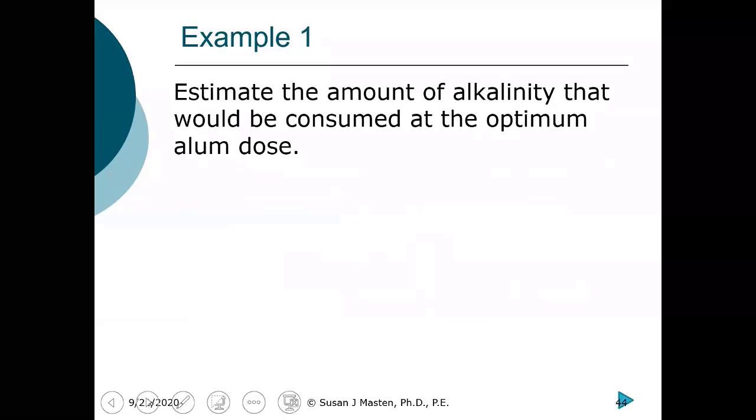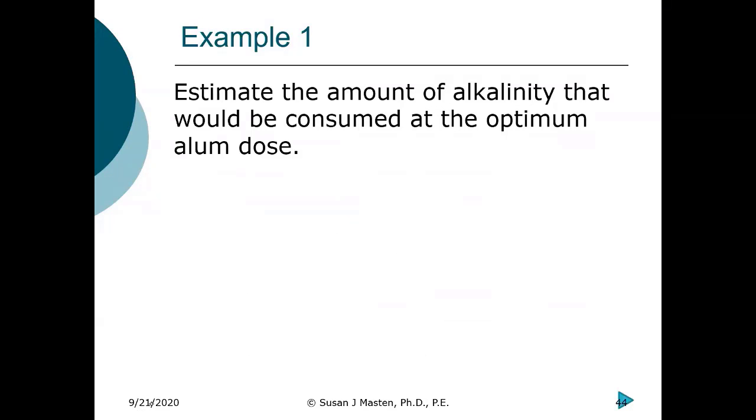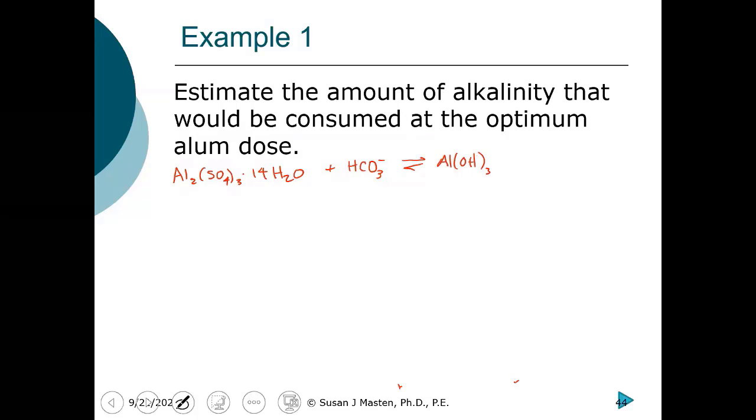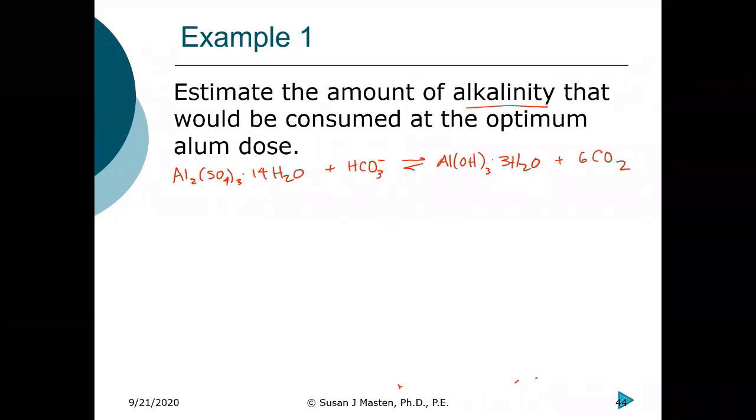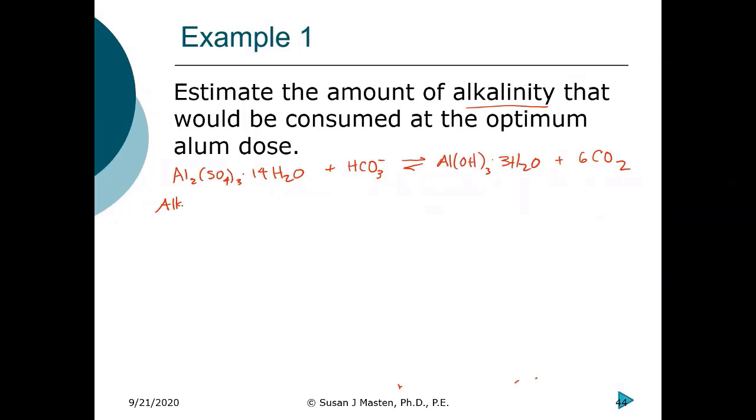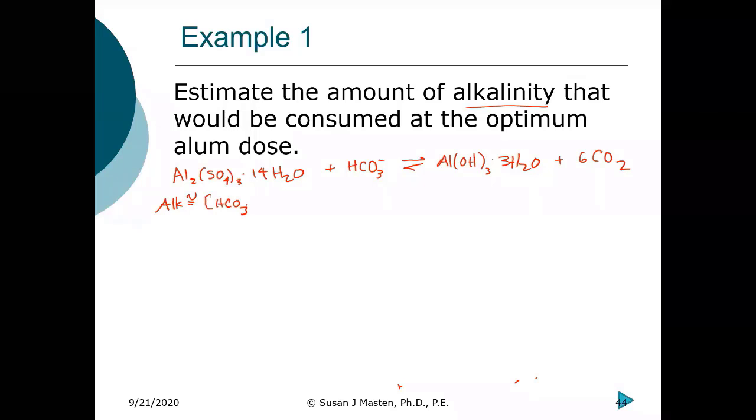So we left off on Friday with the coagulation problem, and we had stated that alum reacts with bicarbonate, forms aluminum hydroxide, and 6 CO2s. Okay. So the question is, how much alkalinity would be consumed? Now, alkalinity is approximately equal to the bicarbonate concentration.